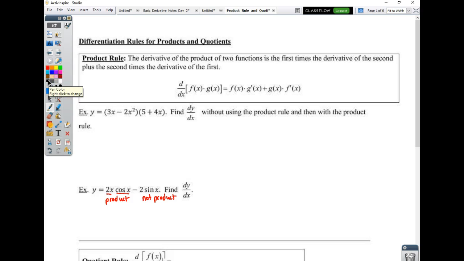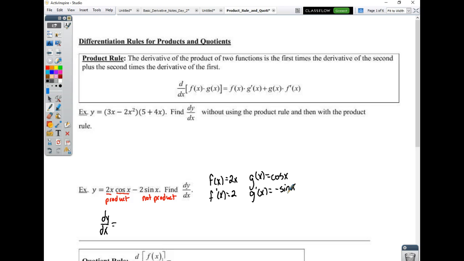Those are my two functions. So when I take the derivative, just so you can kind of see it, I'm going to write it a slightly different way. In this case, f of x in this problem would be 2x. G of x would be the cosine of x. So f prime would equal what? 2. G prime would equal negative sine of x.